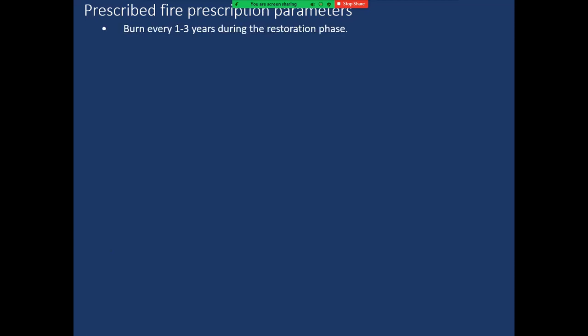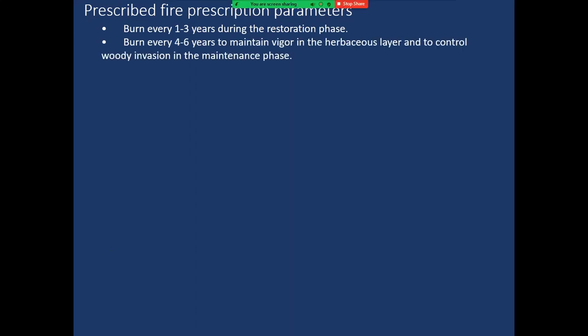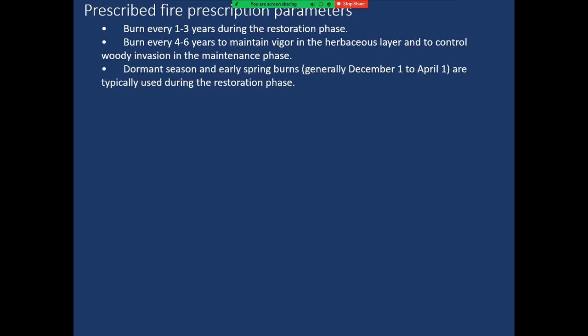In the restoration phase, you want to burn every 1 to 3 years. Most sites are still in the restoration phase. This takes a decade or more. Once you're in the maintenance phase, which can be after 20 years of burning, you can burn every 4 to 6 years to maintain vigor in the herbaceous layer and control woody invasion.